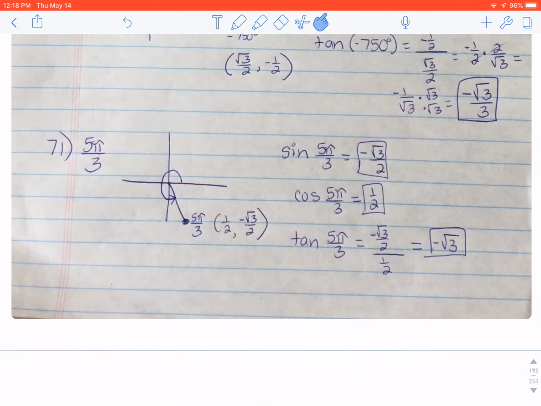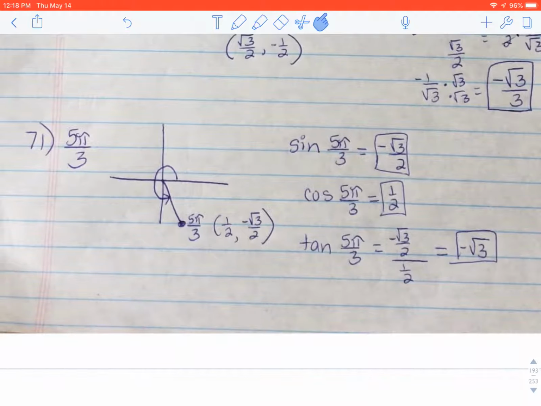Okay, 71, 5 pi over 3. So again, first find where that is. On our unit circle, it's right here. Your ordered pair for 5 pi over 3 is 1/2, comma, negative square root 3 over 2.